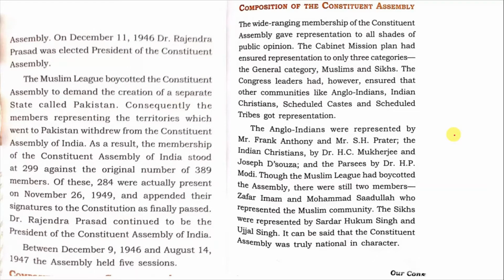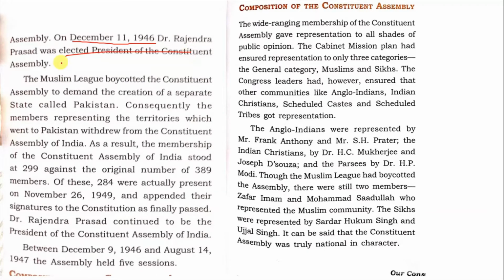On December 11, 1946, Dr. Rajendra Prasad was elected president of the Constituent Assembly. When the question asks when Dr. Rajendra Prasad was elected president, you have to write December 11, 1946, or December 1946. It's up to you, but if they specify which type, then you have to write accordingly. He was the first president, I think you may know it. Then what is the use of being in 9th grade, right?